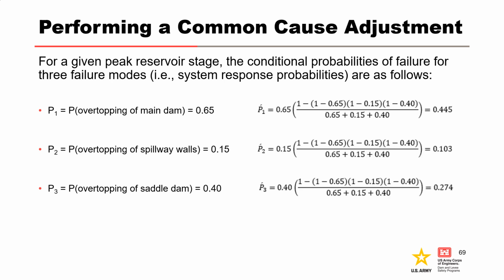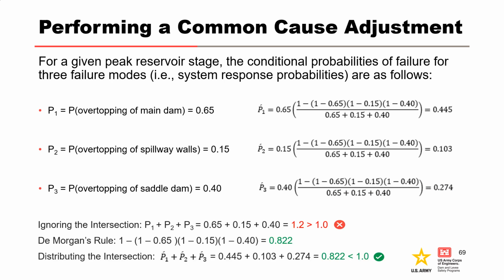We then repeat the process for the other 2 failure modes. In this example, if I had ignored the intersection and simply summed the probabilities, I would get a probability greater than 1, which violates the rules because all probabilities must be greater than or equal to 0 and less than or equal to 1. When I perform De Morgan's rule and distribute the intersection, I now get the correct probability and a probability that is less than 1.